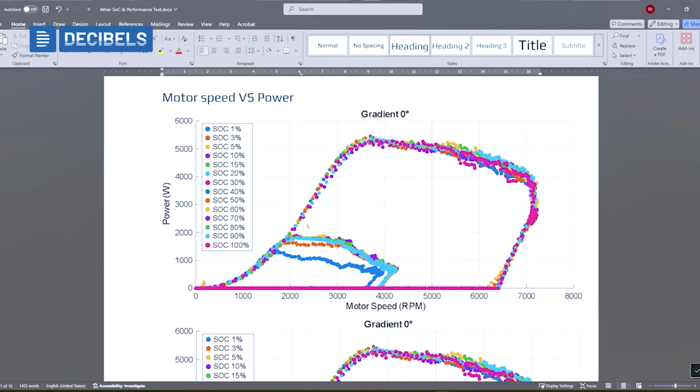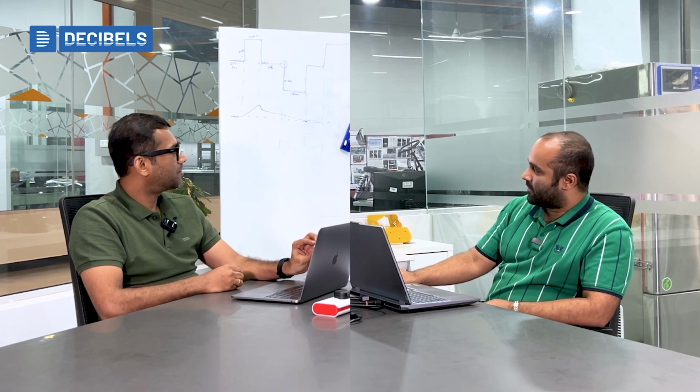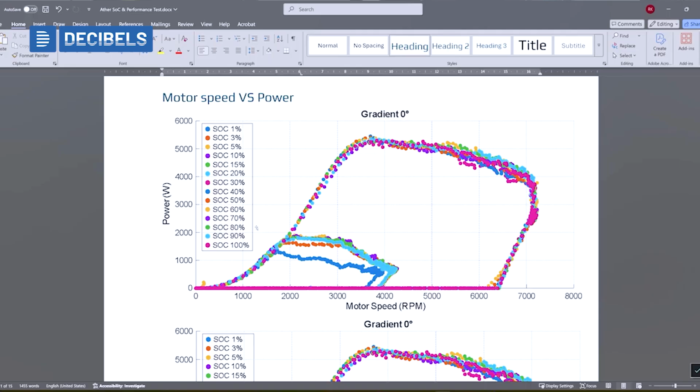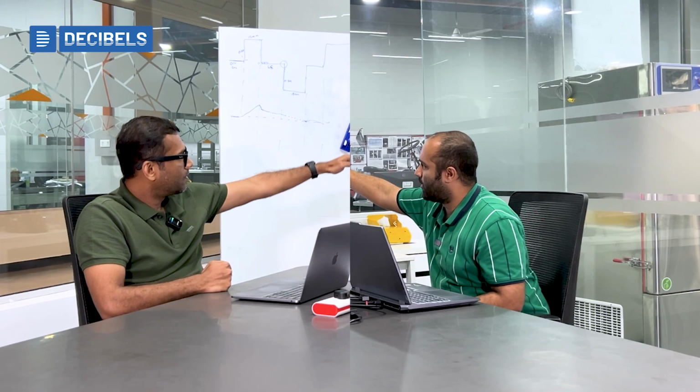If we take a look at the other graphs, this is where the motor speed and power come in, with respect to different SOCs as well. As we discussed before, until 30% or 20%, it has more or less the same power output. At the lower SOCs we can see what power we can expect. At 100% SOC, we can expect around 5.4 kilowatt.